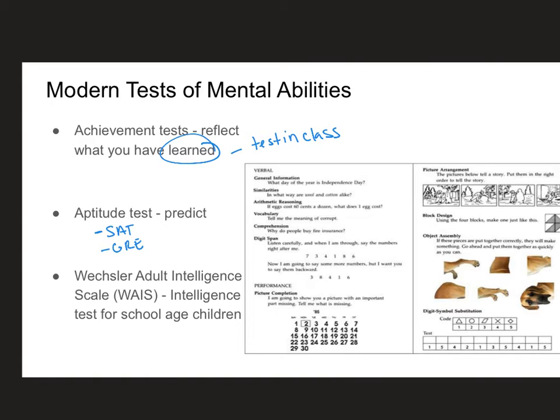And then there's the Wechsler Adult Intelligence Scale. And this is an intelligence test for school-age children. And so this is what is more common now for an IQ test. If you look to the right, these are some of the things that they may look at when testing for IQ.